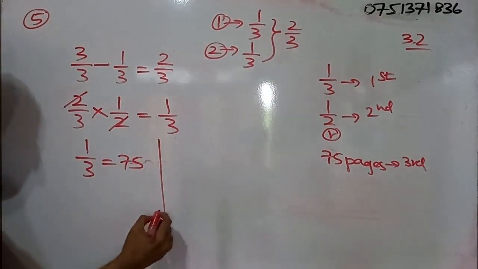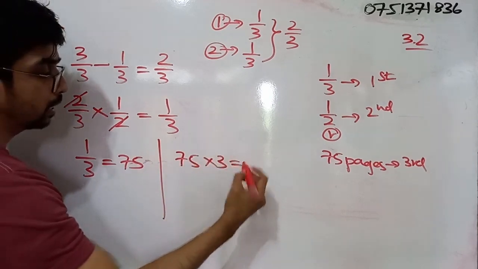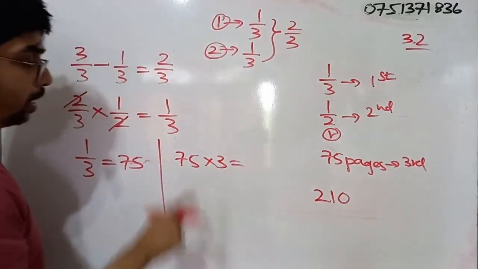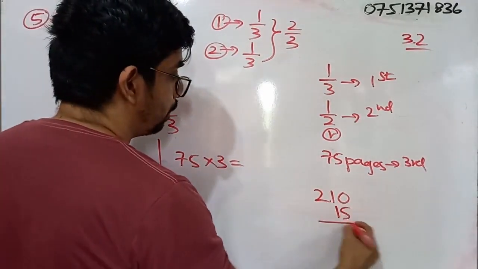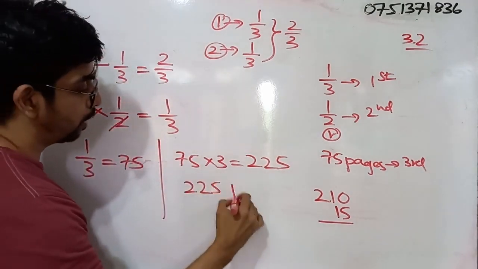That means what? What is the number of pages? 75, we have to multiply that by 3. 70 times 3, we get 210. 5 times 3, 15. When we add these together, we get what? 225. So 225 pages.